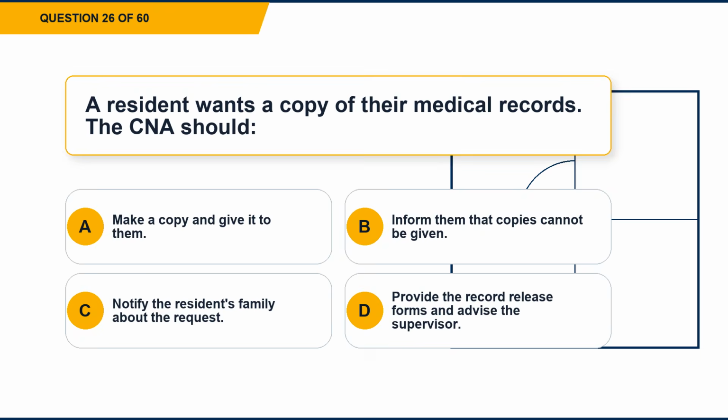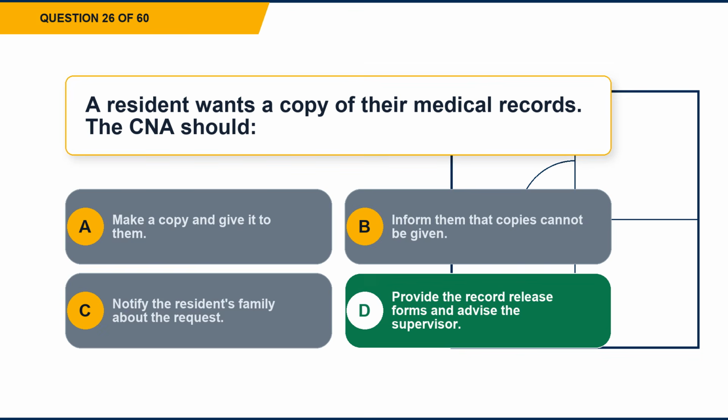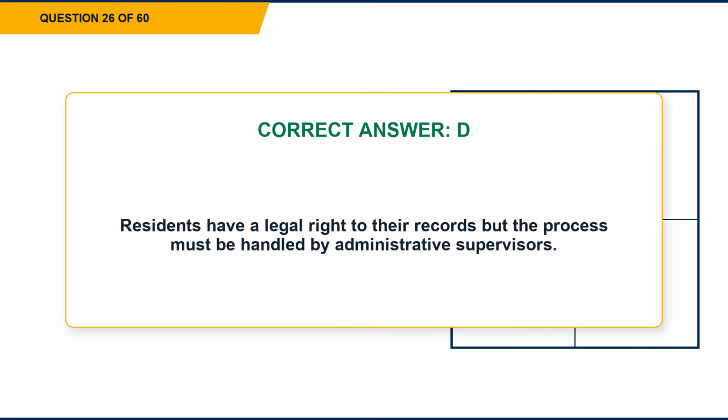Question 26. A resident wants a copy of their medical records. The CNA should: Option A, make a copy and give it to them. Option B, inform them that copies cannot be given. Option C, notify the resident's family about the request. Option D, provide the record release forms and advise the supervisor. The correct answer is option D, provide the record release forms and advise the supervisor. Explanation: residents have a legal right to their records, but the process must be handled by administrative supervisors.